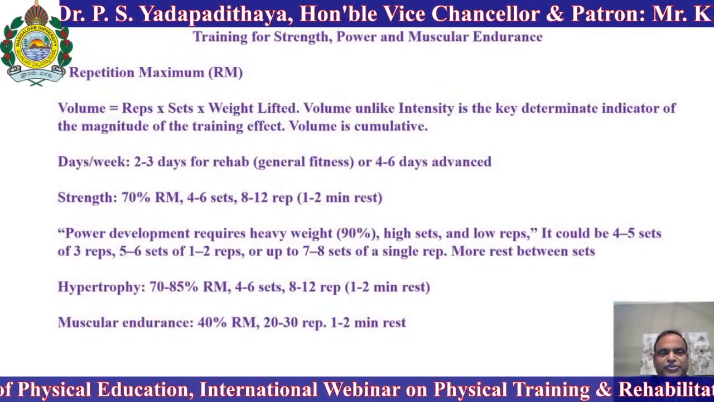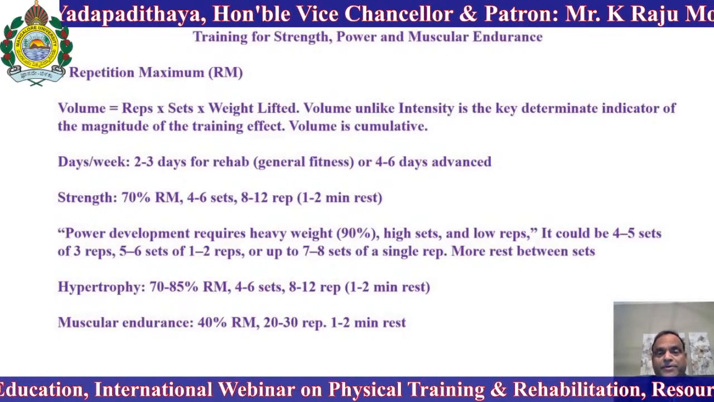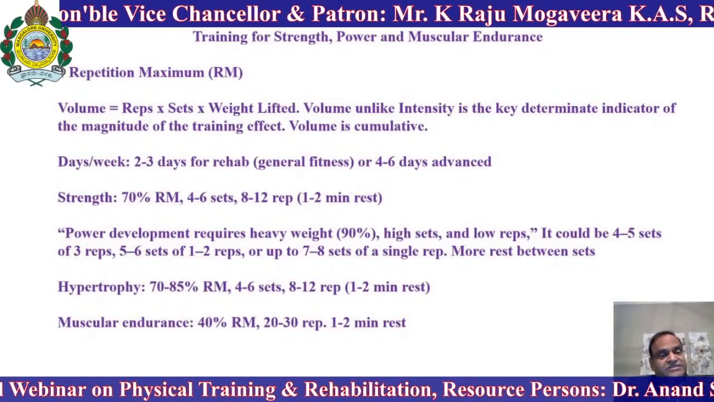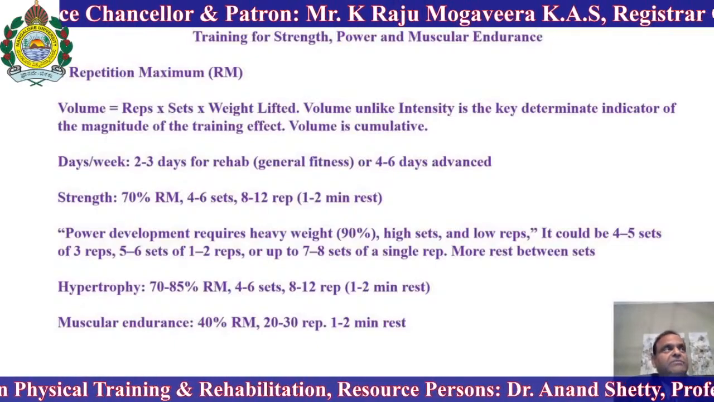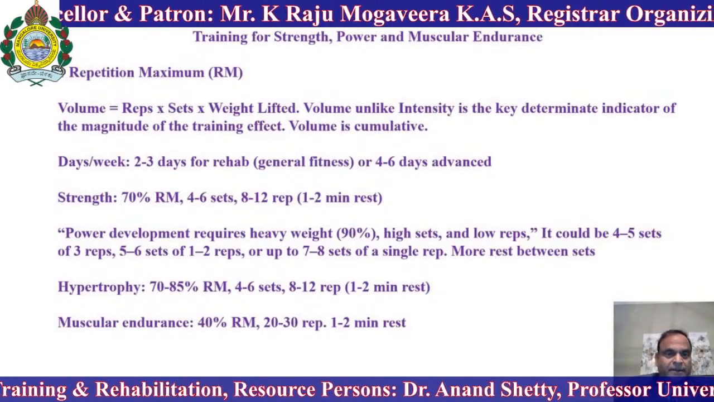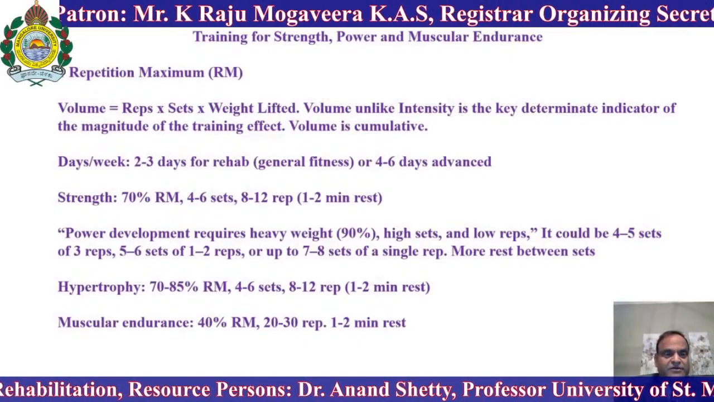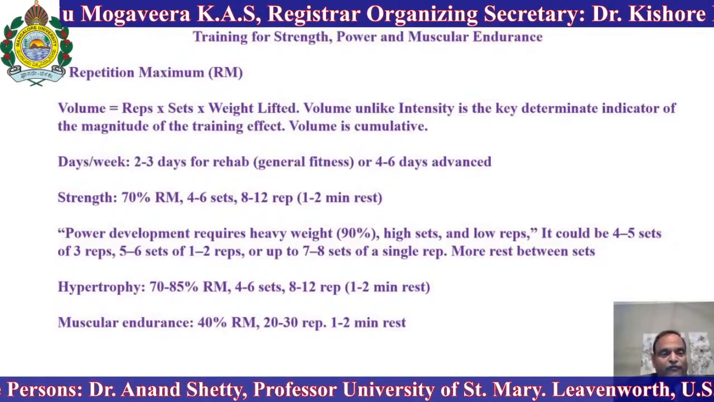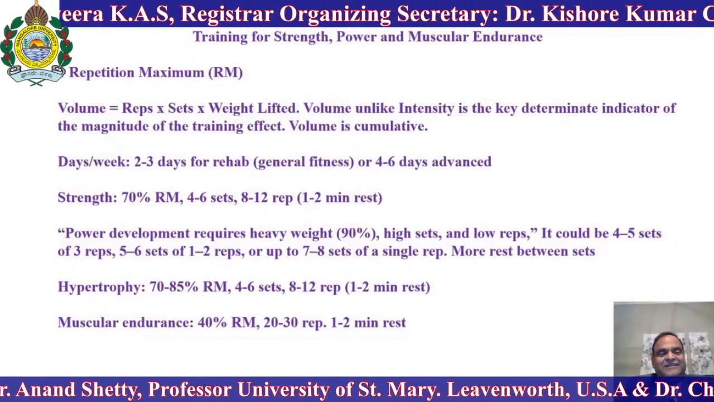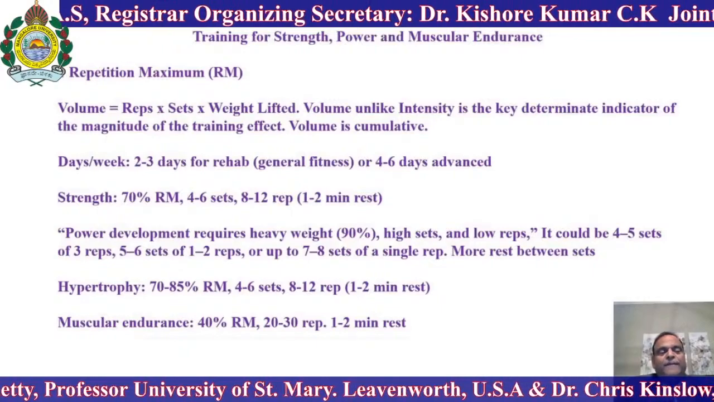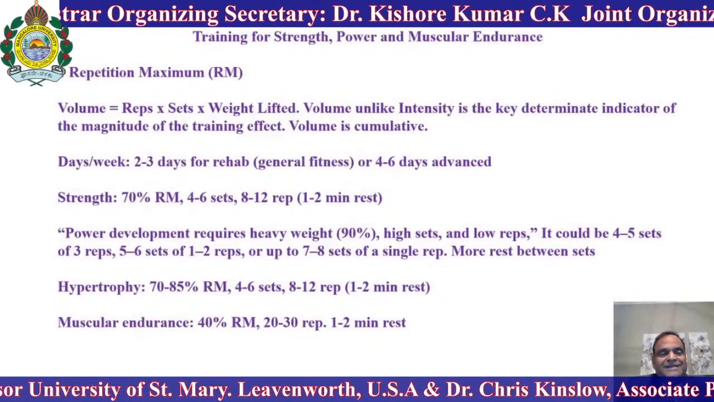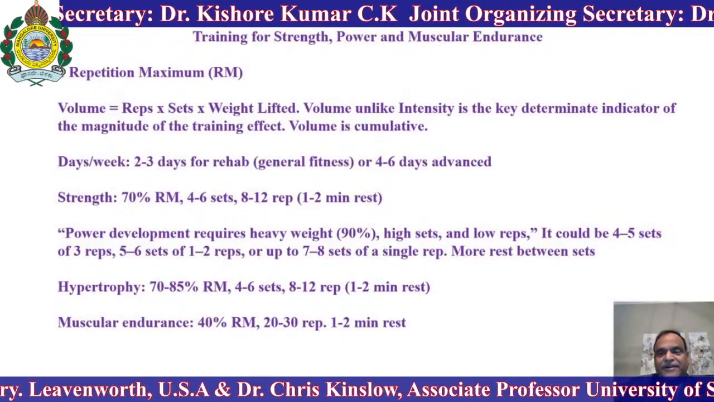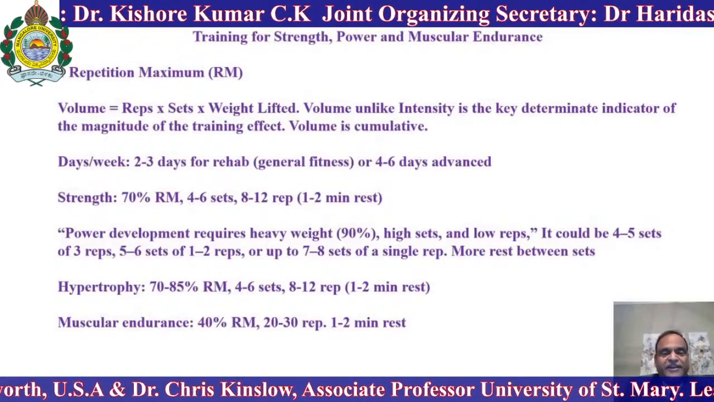In this slide, I am showing you how to train for strength, power, and muscular endurance. As you probably know, 1 repetition maximum by this time. I'm going to say my elbow extension repetition max is about 100 pounds, although it was only 80 pounds, but I'm going to consider it 100 pounds. So volume of exercise is considered when you include repetitions, sets, and weight lifted. Volume, unlike intensity, is the key determinant factor of the magnitude of the training effect.